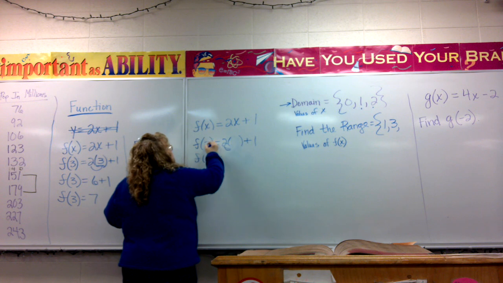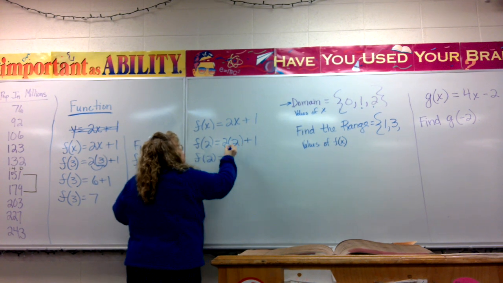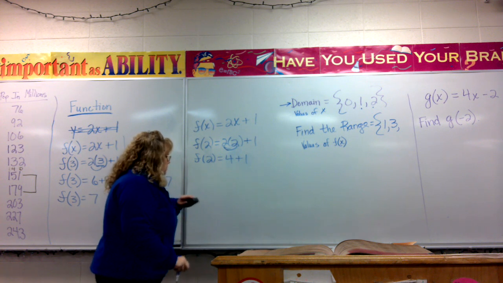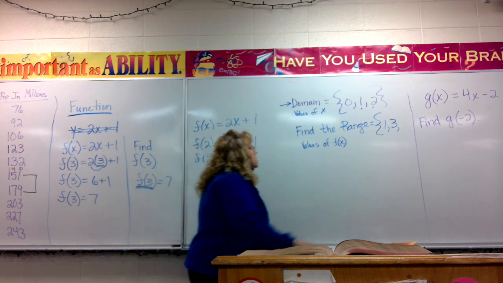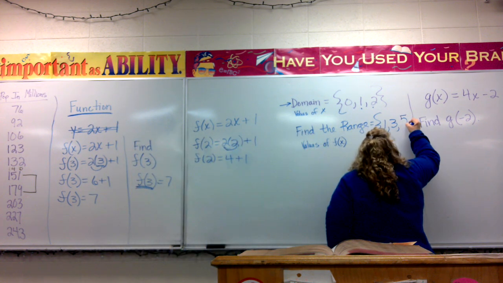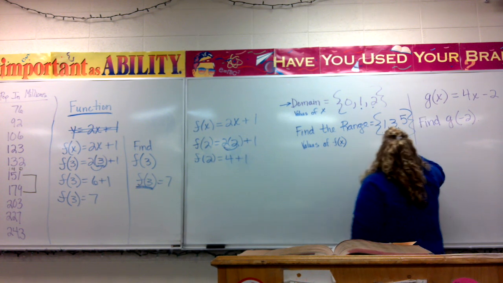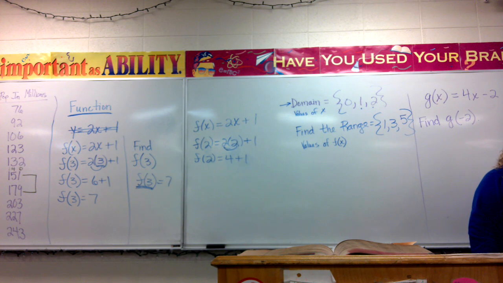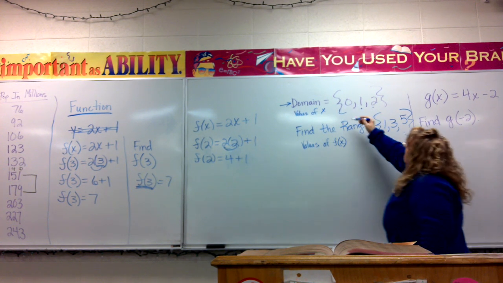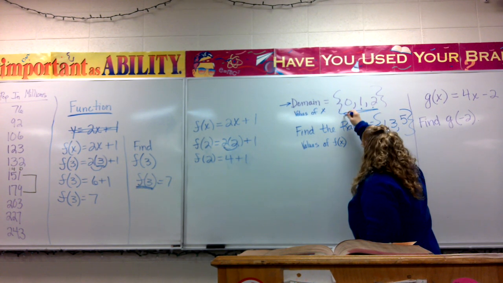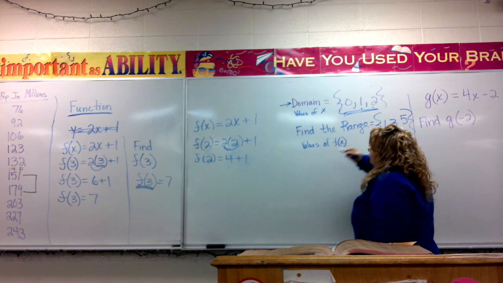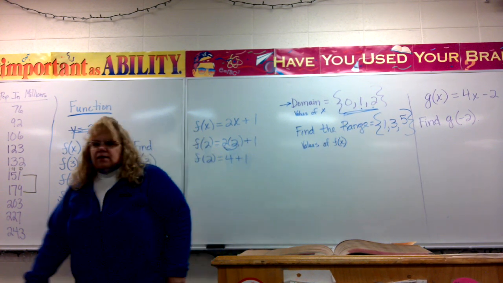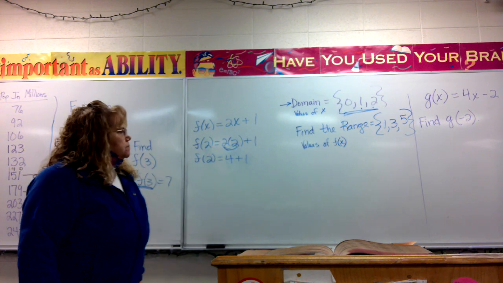So wherever you see an x, you're going to put a 2. What do you get for that? 4 plus 1? 5. So the values in our range, 1, 3, 5. The domain, those are the values you're going to plug in for x. The range, those are the values that you get out when you plug those other values in.